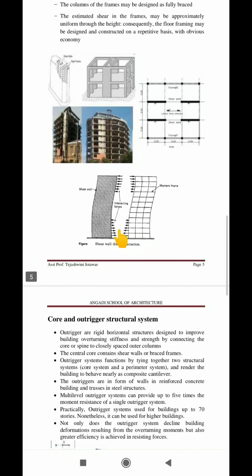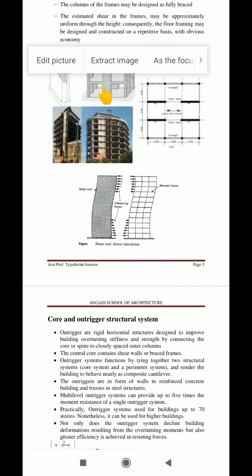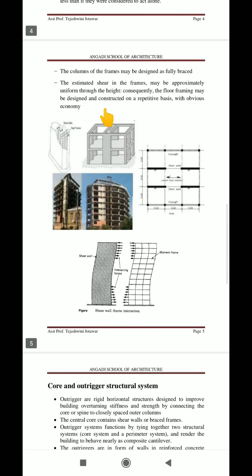Another thing, you can see in this diagram, this is a shear wall, whereas these are the moment frames. So I am combining the effect of a shear wall along with the moment frames in this system.